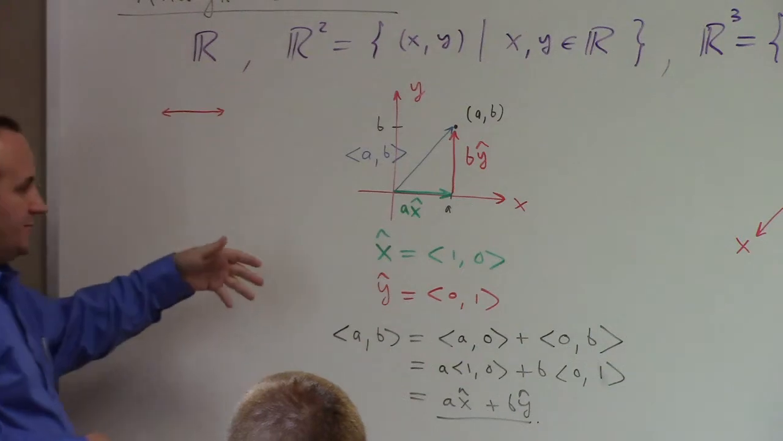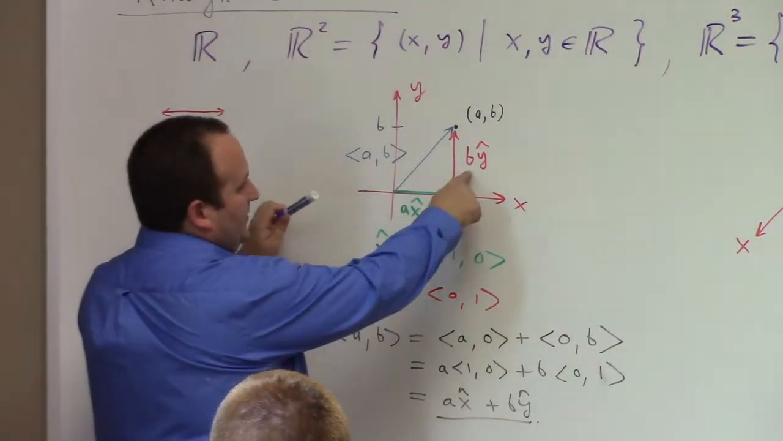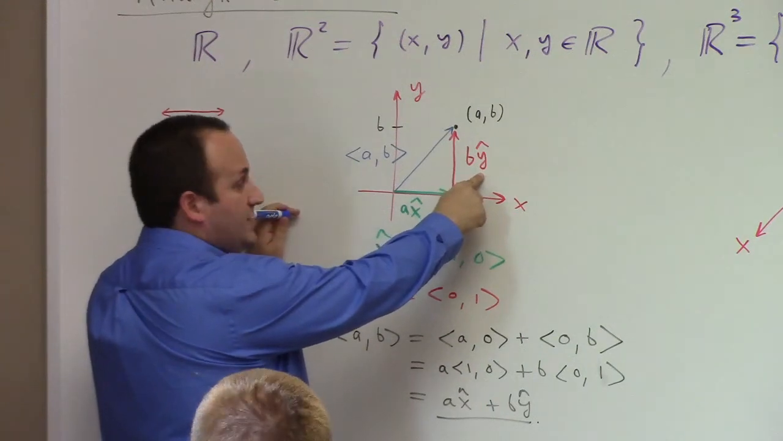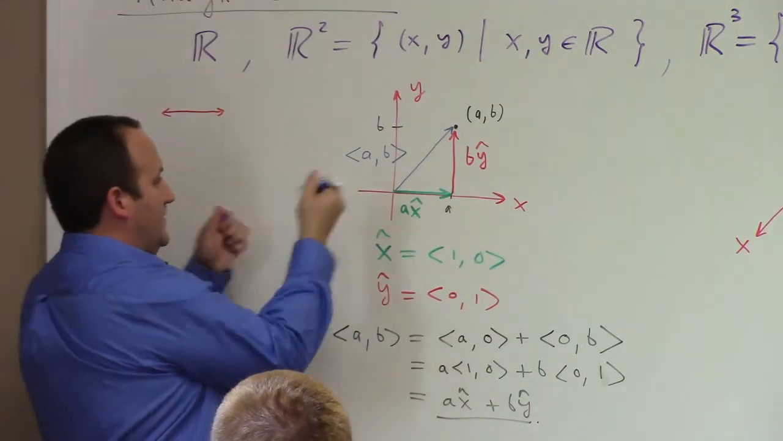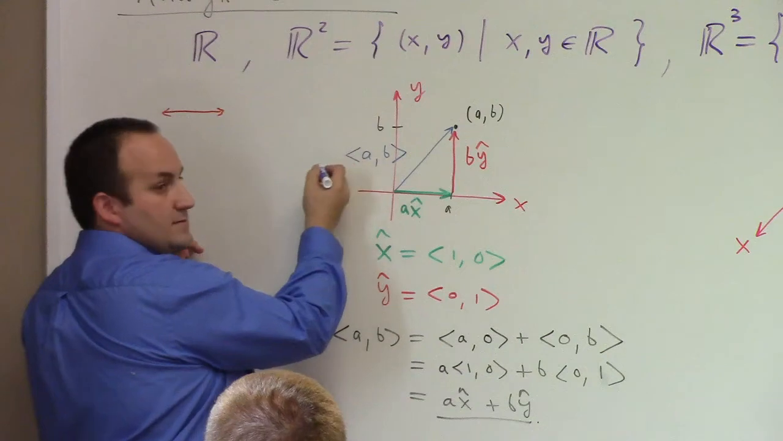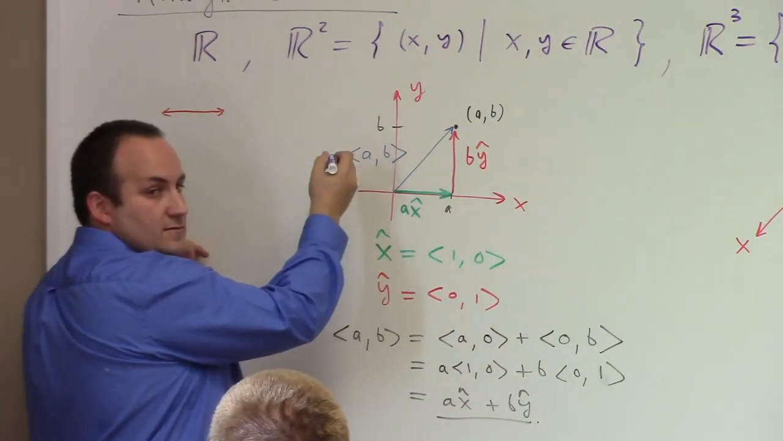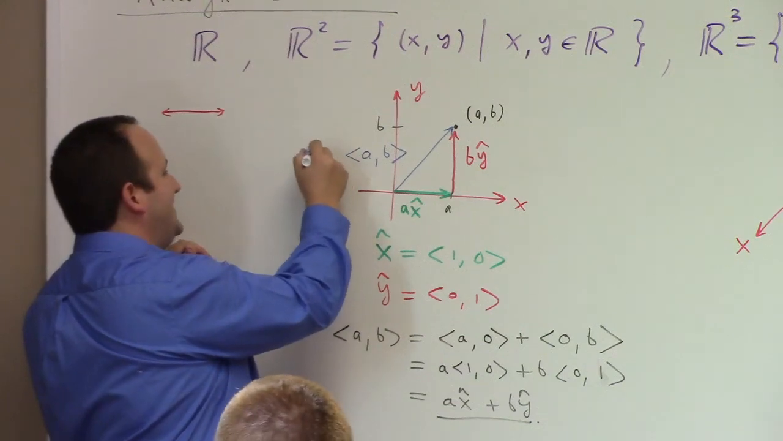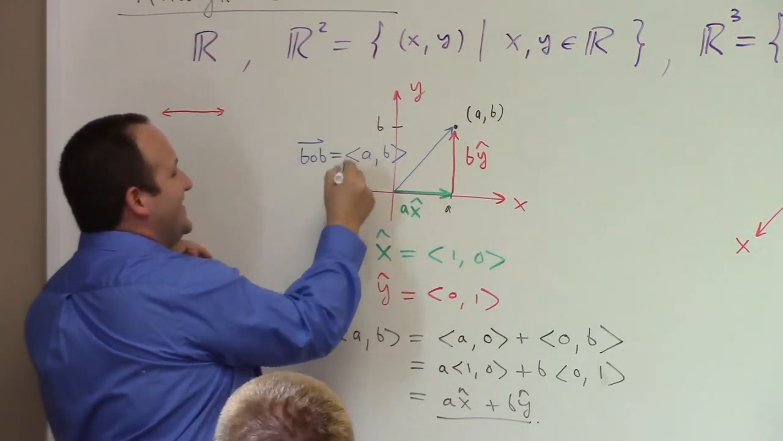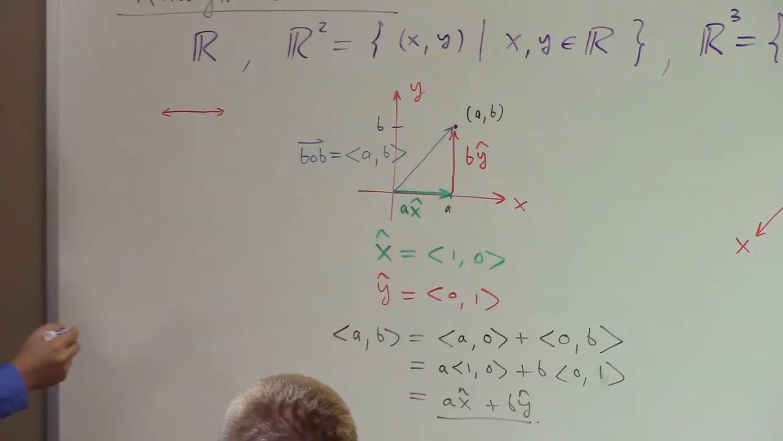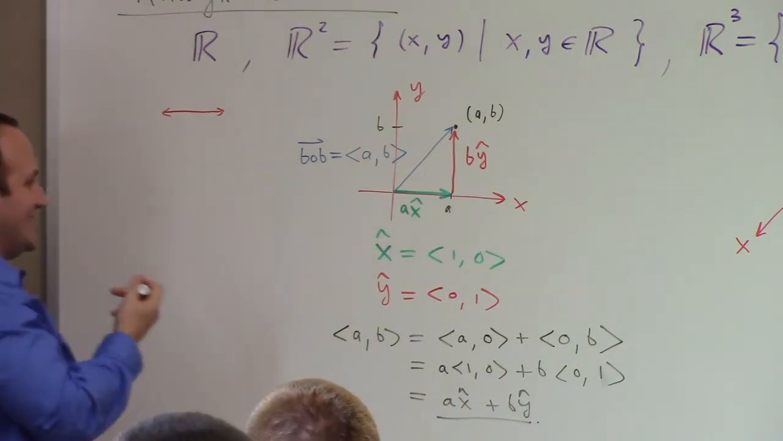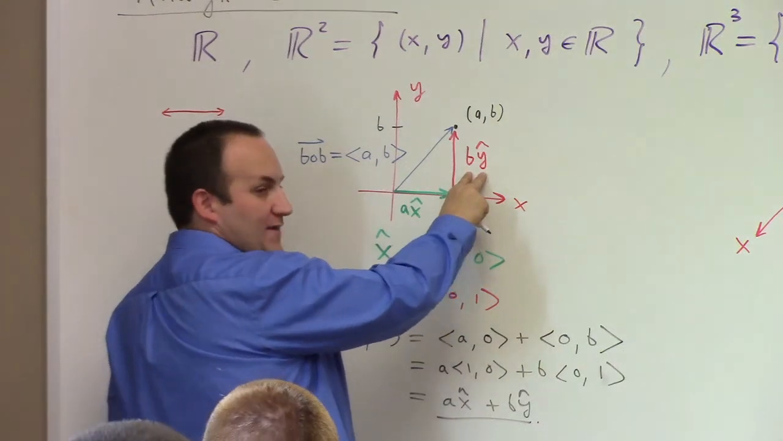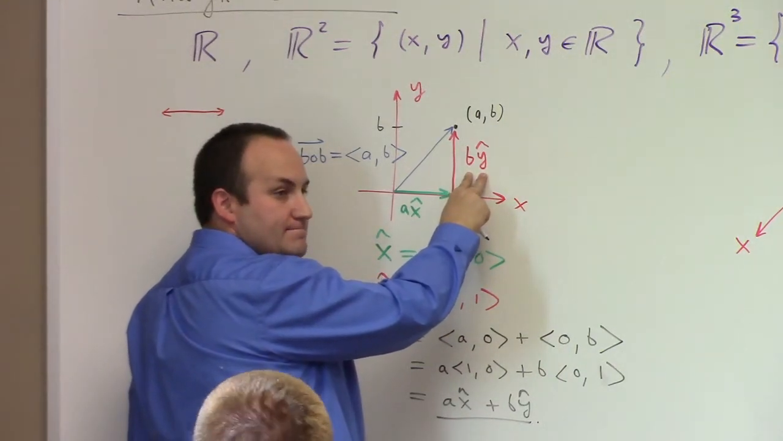Oh, some more language before I get there. B y hat is the so-called vector component of, let me give this thing a name. What do you want to call it? Bob. Bob? Okay. Did you say 2? That's so much worse. I like it.